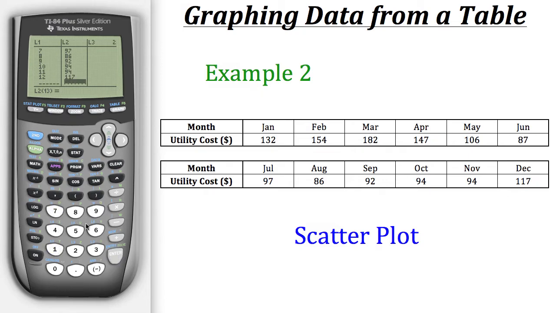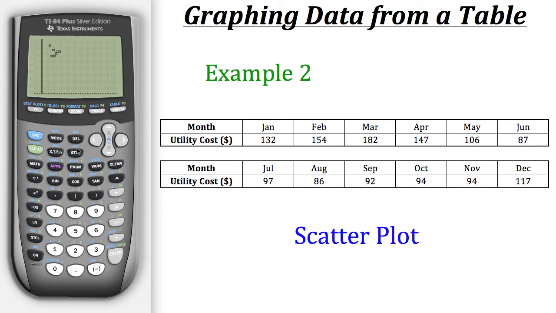Alright, so now that we have all of our data into the lists, let's go to our stat plot. So we'll hit second, y equals, hit enter, make sure everything's still good, so it's turned on and it's on scatter. And then we have our inputs and outputs on L1 and L2. So now we could graph it.